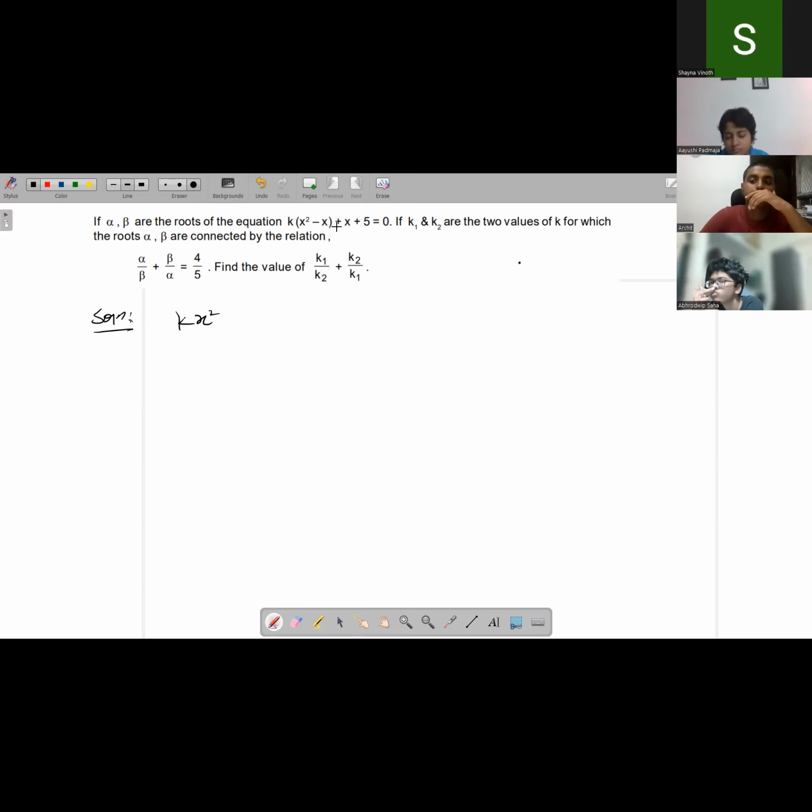Separate the x squared and bring the x terms together, like similar terms. So this will be kx squared plus (1 minus k) x plus 5 equals 0, right? This is the quadratic equation, and this equation has two roots, alpha and beta. So the first thing you must do is find the sum of the roots, that is minus b upon a. What is b? 1 minus k.